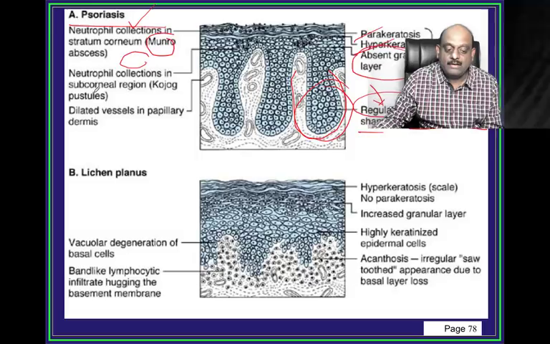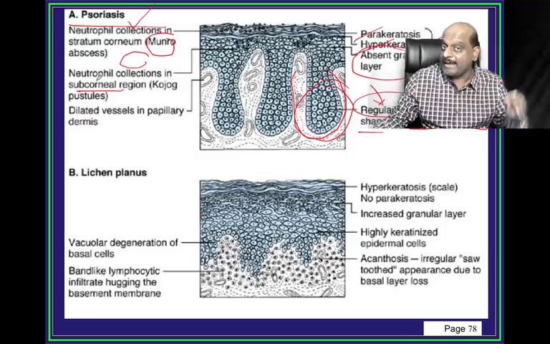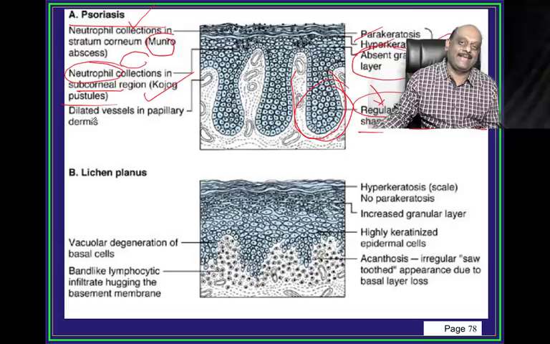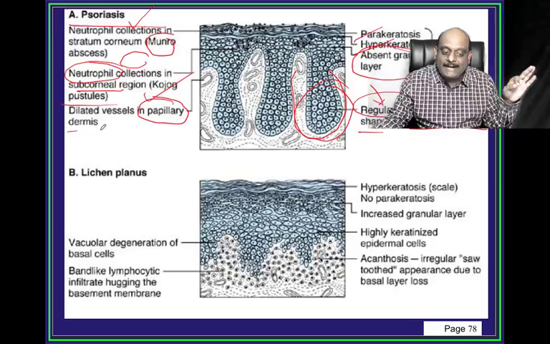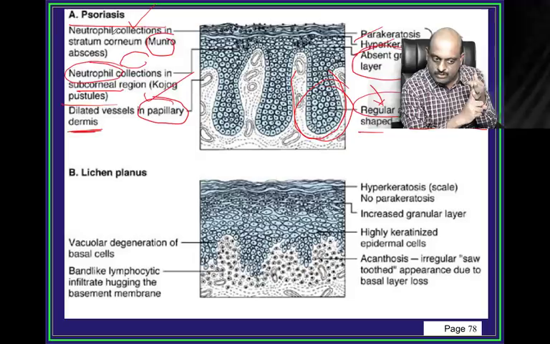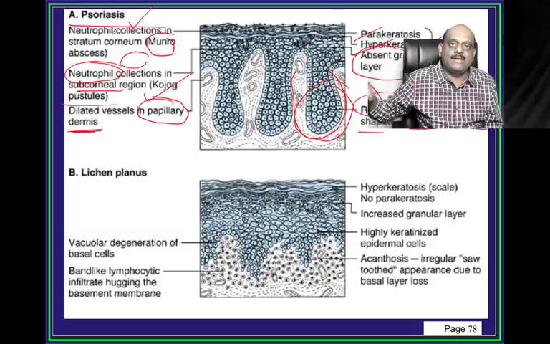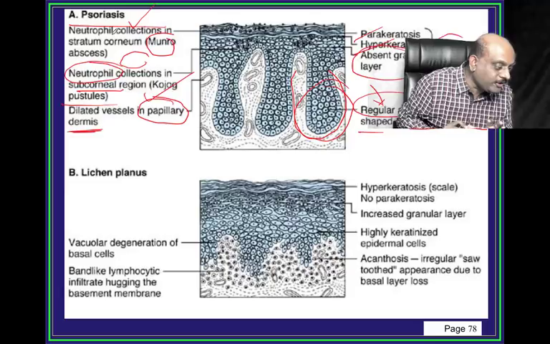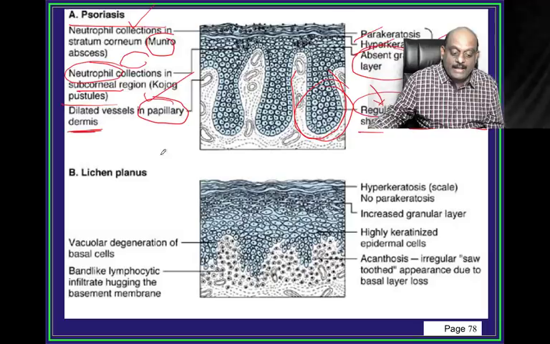Then in the subcorneal layer, below the cornea, if there is a neutrophil collection, what is it called, doctor? Spongiform pustule of Kogoj is what you need to remember. Additionally, there will be dilated vessels in the papillary dermis in psoriasis. So quickly tell me, what happens in psoriasis? Munro's microabscess, Kogoj's spongiform subcorneal pustules, dilated papillary vessels in the dermis, then scale which has parakeratosis, hyperkeratosis, absent granular layer, and regular acanthosis with elongated ridge apex. This mantra, let it sit in your mind. Okay?